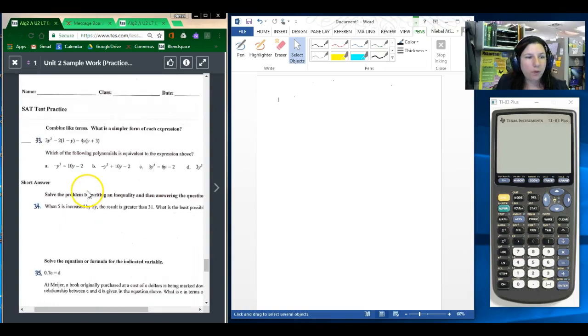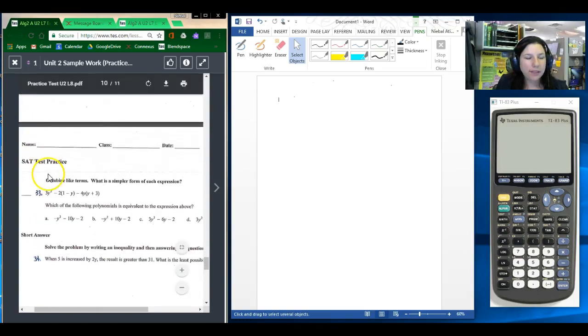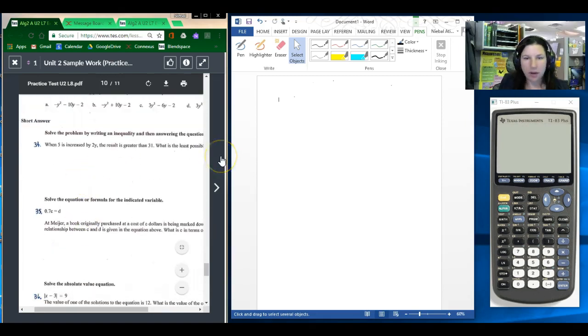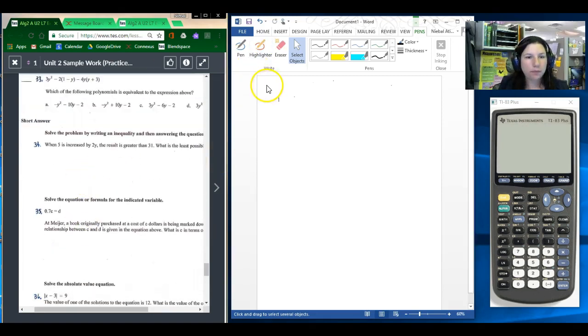All right, number 34, another SAT question. This one's going to be a short answer. Let's take a look at the directions. Okay, it wants us to solve the problem. All right, so we're going to be figuring out what y is equal to. When it says solve, we're trying to solve for the value of the variable.